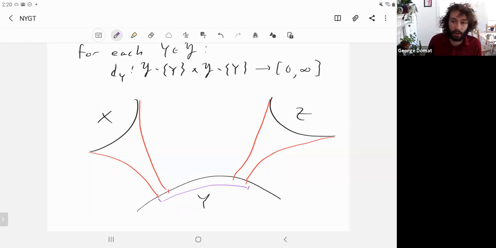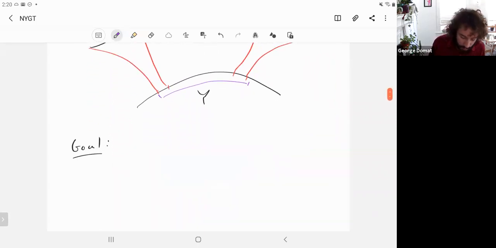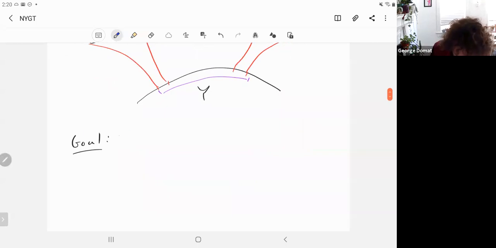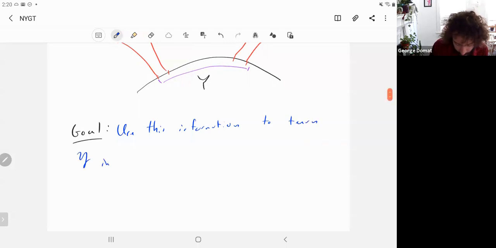Great. And so now the goal is you start with this setup and you want to use this information. For now, Y is just a set. It has no structure. You just want to use this information to turn Y into a nice graph.